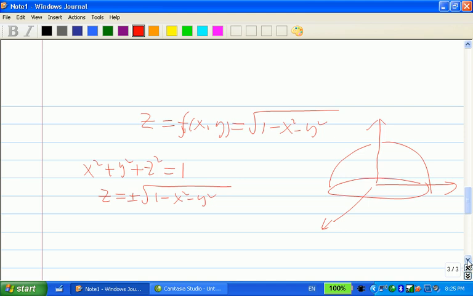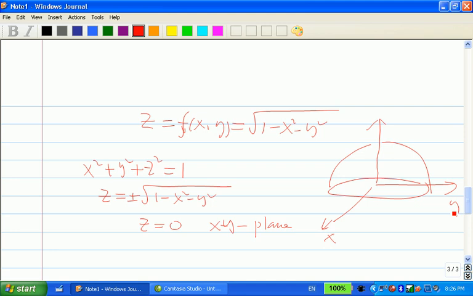If you pick the negative sign, you get the bottom half of the sphere. So we have a surface. Then you let z equal to 0. What is z equal to 0? Ask yourself, what is the graph of that? Remember, surface. So what is this surface? The xy plane, right? z equal to 0 gives you the xy plane.